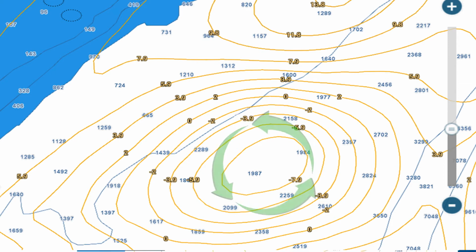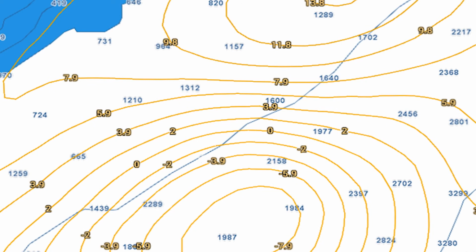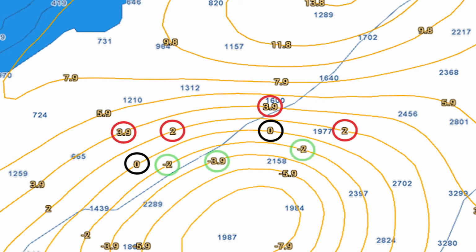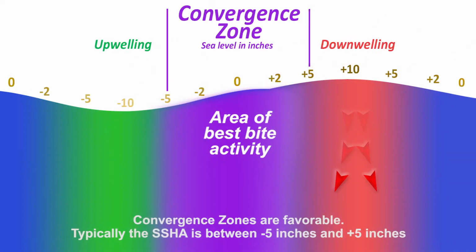Using the sea surface height anomaly feature, you can identify the areas where the orange lines with positive and negative numbers run close alongside each other. Finding a line with a number 0 with a positive numbered line on one side and a negative numbered line on the other is ideal. These areas are referred to as convergence zones and are likely to have better bite activity.